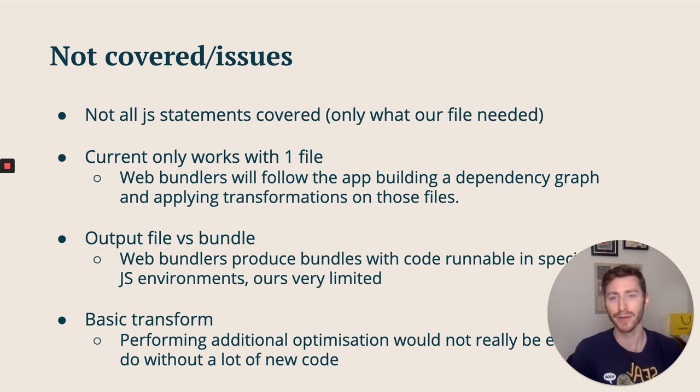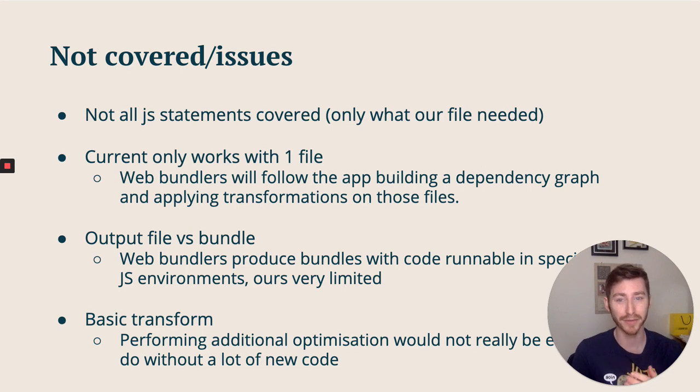So what are the limitations of building a compiler like this? There's a couple. Obviously not all JavaScript statements were covered. We only did what our code needed, and it was still 130 odd lines. Currently it only works with one file. Web bundlers will follow the app building and dependency graph and apply transformations on those files. There's actually a lot more on this in my Under the Hood of Web Bundlers article and video, so feel free to click on that if you're interested in how web bundlers build up a dependency tree and then use that.